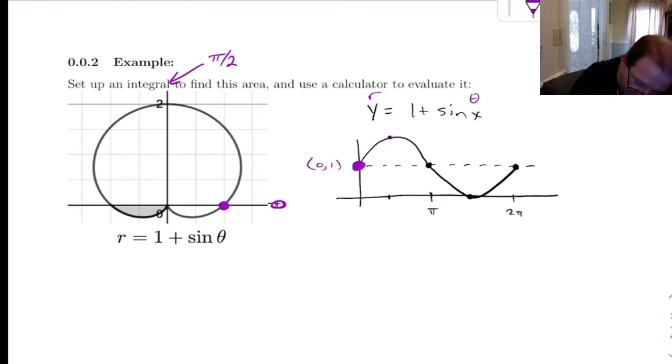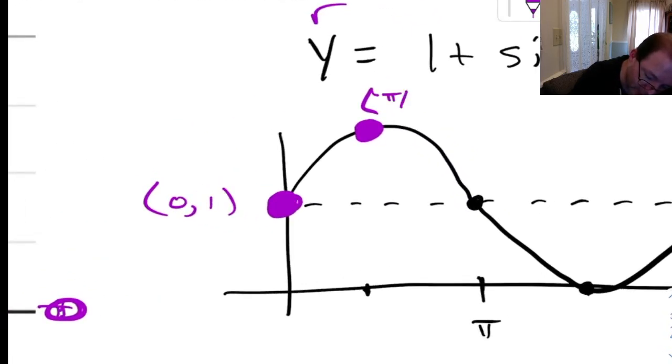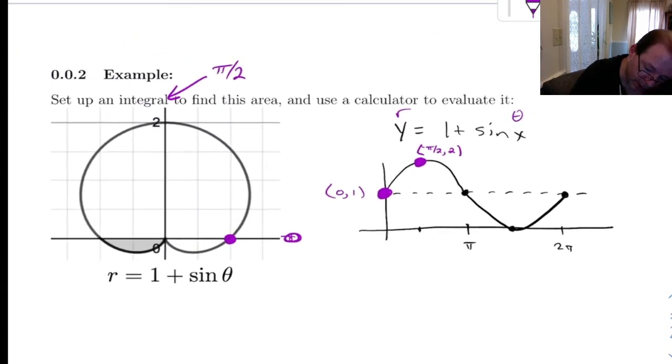Now, this purple point up here, the x coordinate is pi over 2, and the y coordinate is 2. If we come over here, that's this point here, where the angle is pi over 2 and the radius is 2. So that's the distance down there. So this purple bit of the curve corresponds to this.